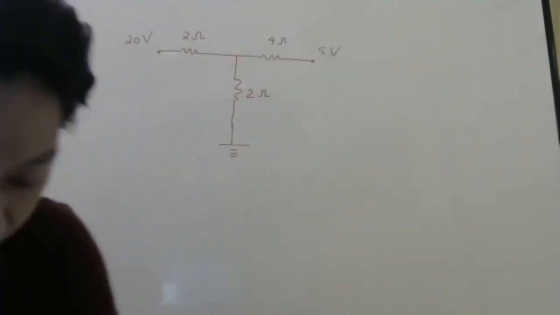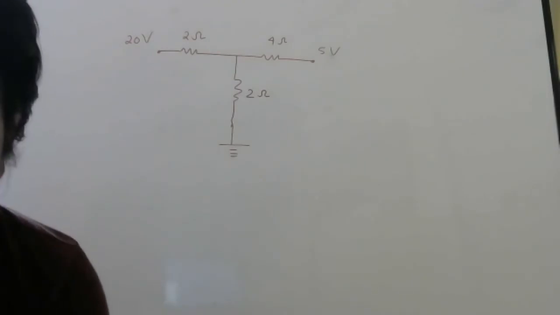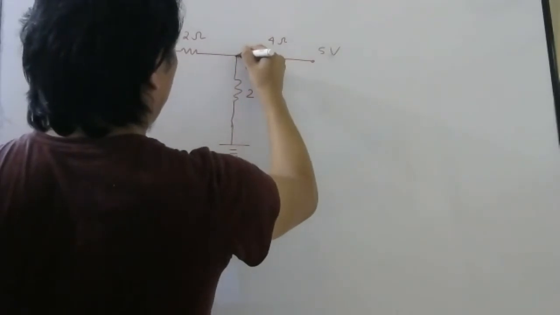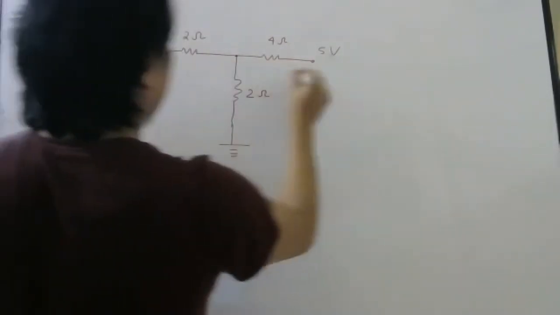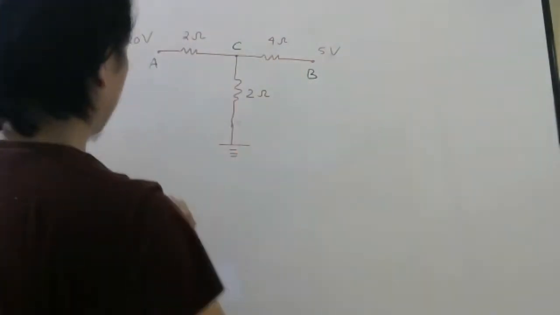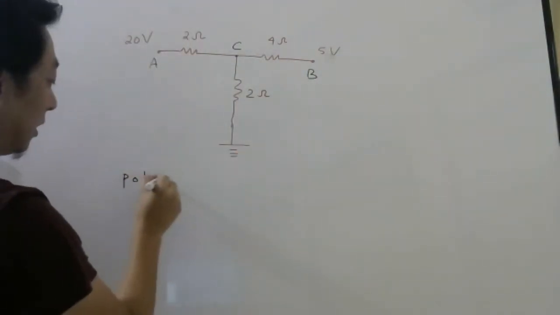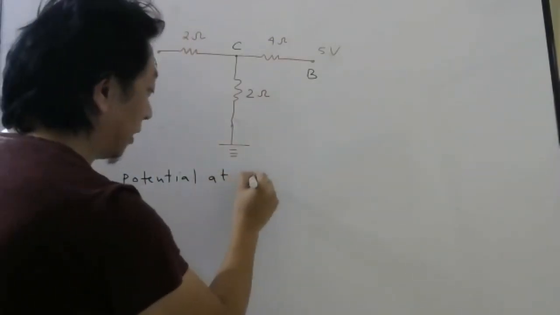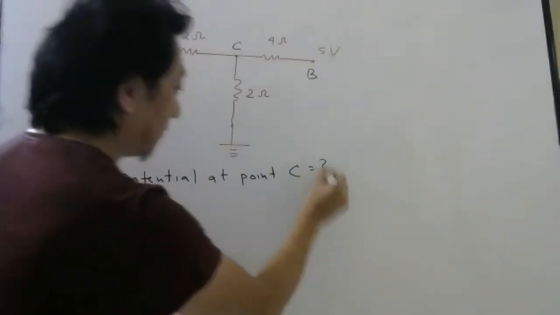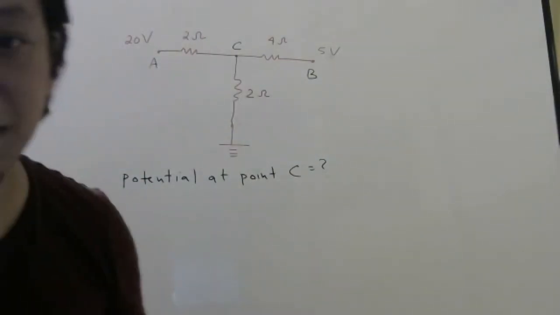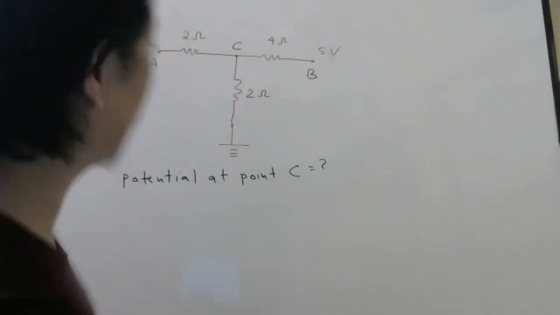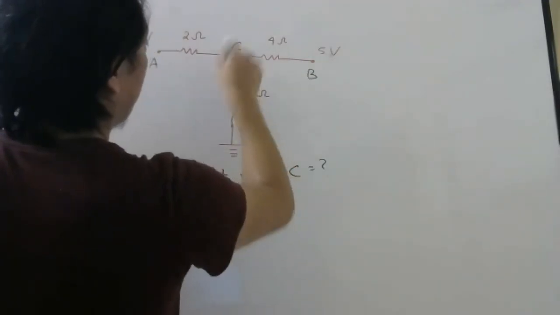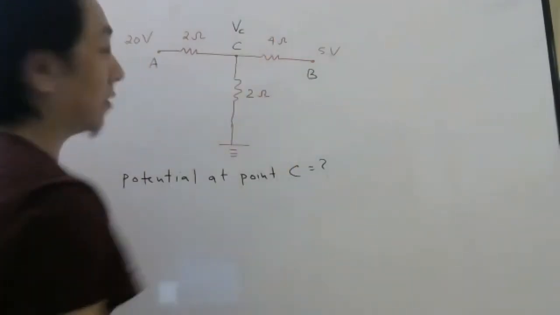So what you have to do is find current in this and potential of this point. So let me call this point A, this point B, this point C. So question is potential, not potential difference now, potential at point C I want. So how do I do this? Here we will use Kirchhoff's current law. So look here. Let us say in this branch, this is 5 volt. So let us say potential here is VC, whichever we have to find.